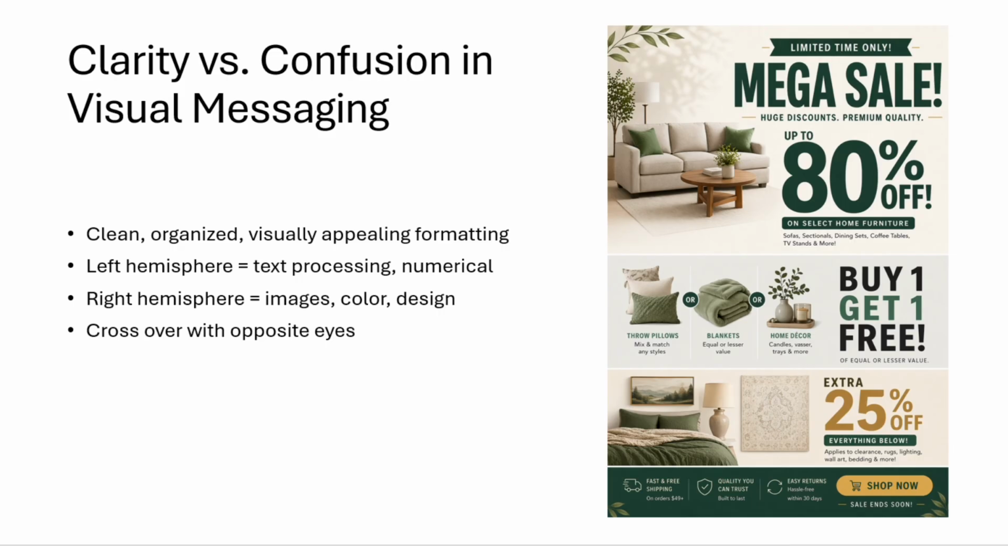I started by asking ChatGPT again to give me an advertisement for a company trying to sell items through big sales. And first it gave me an ad similar to the one on the last page, except all text. Instead of it being all text, it added photos, but it was still pretty unorganized.